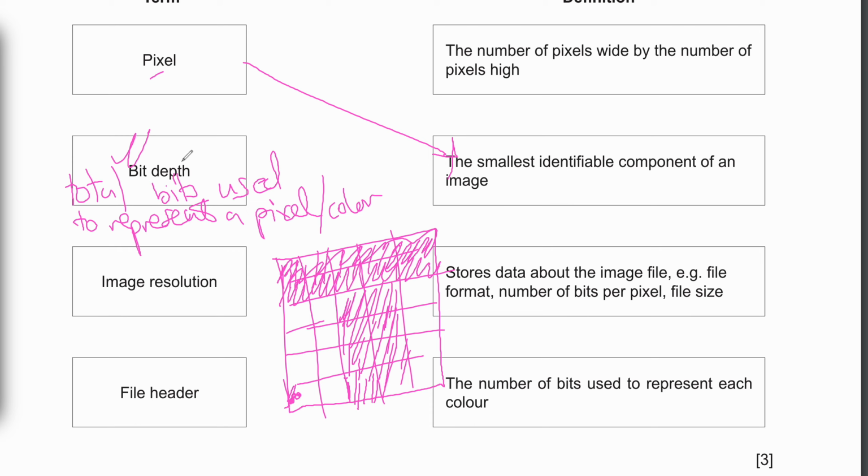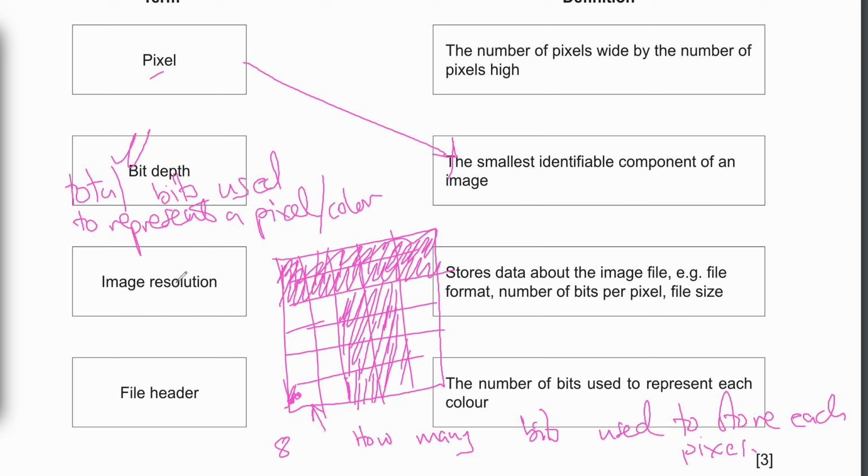Bit depth now is on how many bits we are using to store each pixel, right? How many bits are used to represent that pixel? How many bits are used to store each pixel? That's the part of bit depth. So if we're using 8 bits to store each pixel, so be it. That's going to be our bit depth.